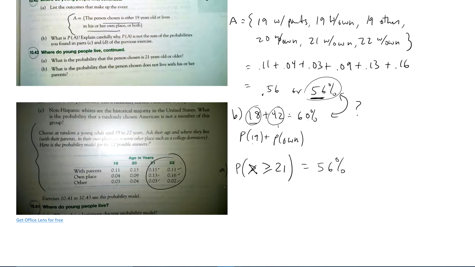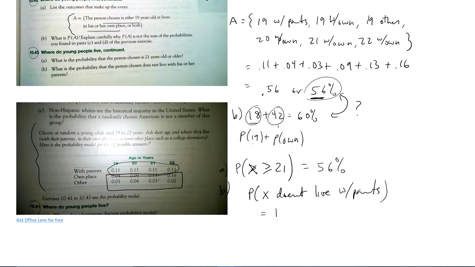B. What's the probability that the person chosen does not live with his or her parents? Probability that X doesn't live with their parents. If they don't live with their parents, then that's this right here. So you've got a choice. You can add up all 8 of those, or you can add up these 4 on top and subtract it from 1. I would rather do that. 0.11 plus 0.13 plus 0.11 plus 0.11, right? 1 minus 0.46, which happens to be 54%. All right, there you have it. All right, we're good.